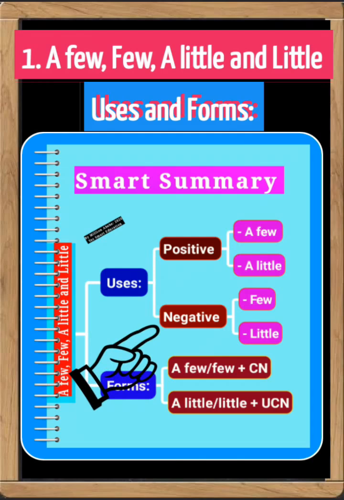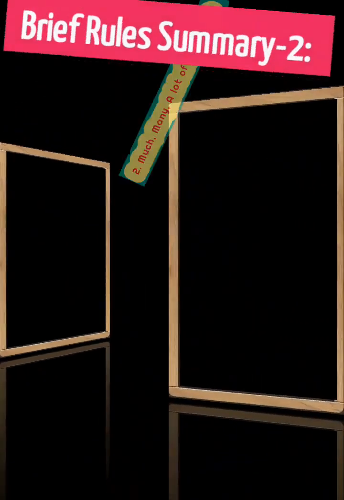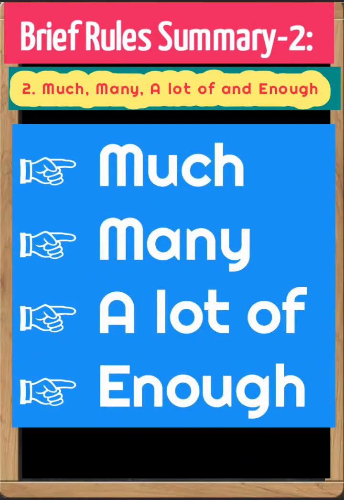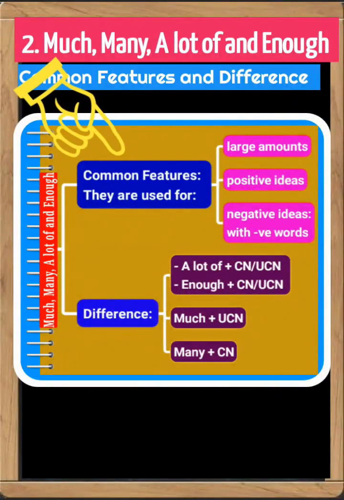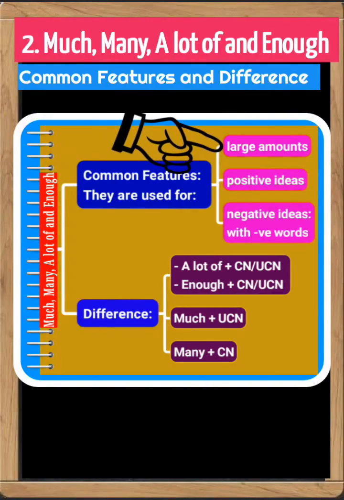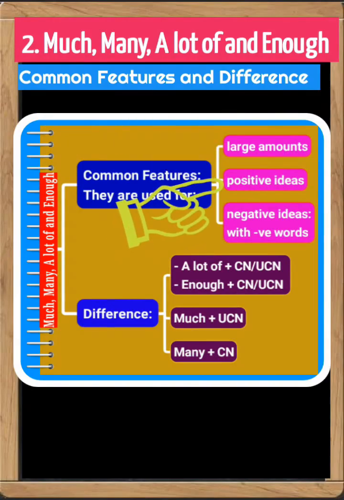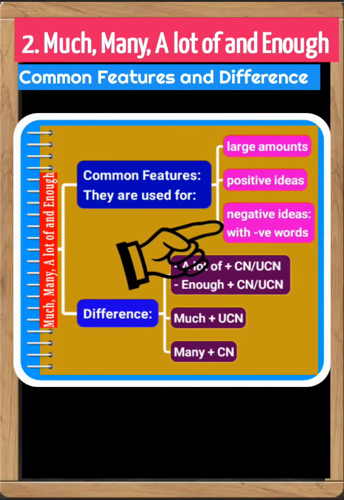Whereas the second brief rule summary deals with, as you can see on the screen, much, many, a lot of, and enough. These four quantifiers also have something in common. As you can see on the screen, they are used for large quantities. They are used for positive ideas. In addition to this, they can be used for negative ideas, but with negative verbs or negative words.